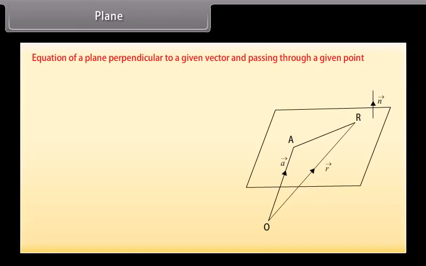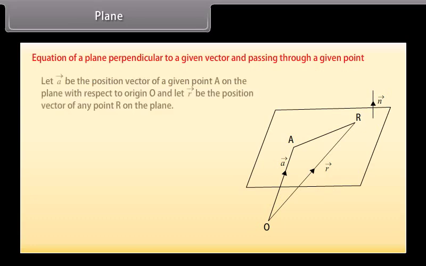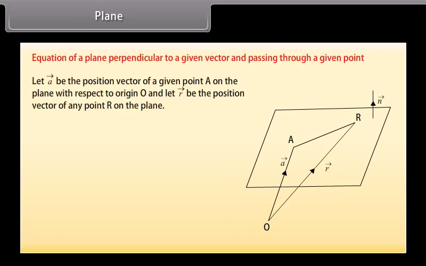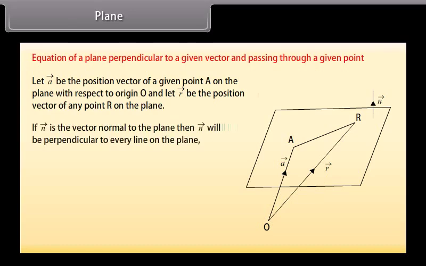Plane. Equation of a plane perpendicular to a given vector and passing through a given point. Let vector A be the position vector of a given point A on the plane with respect to origin O, and let vector R be the position vector of any point R on the plane. If vector N is the vector normal to the plane, then vector N will be perpendicular to every line on the plane. So, vector N is perpendicular to vector AR.